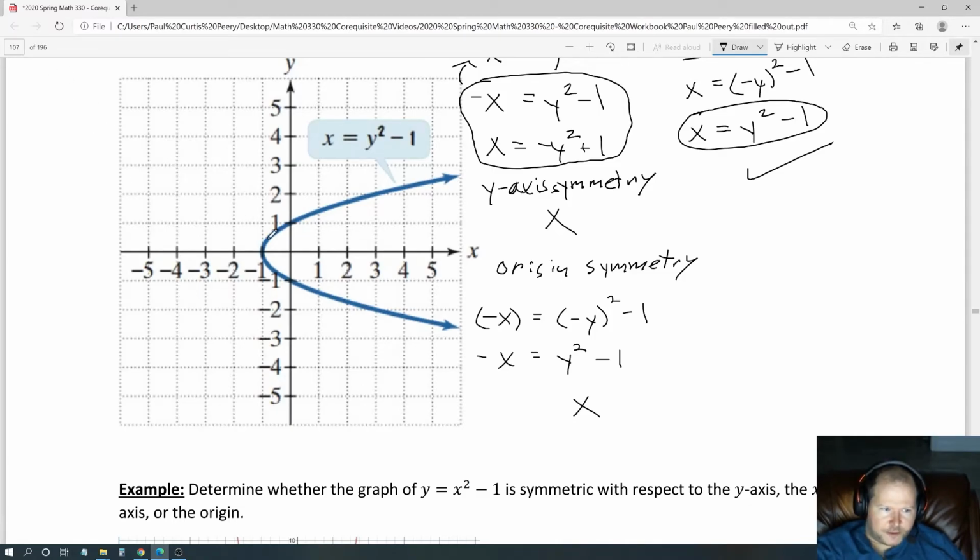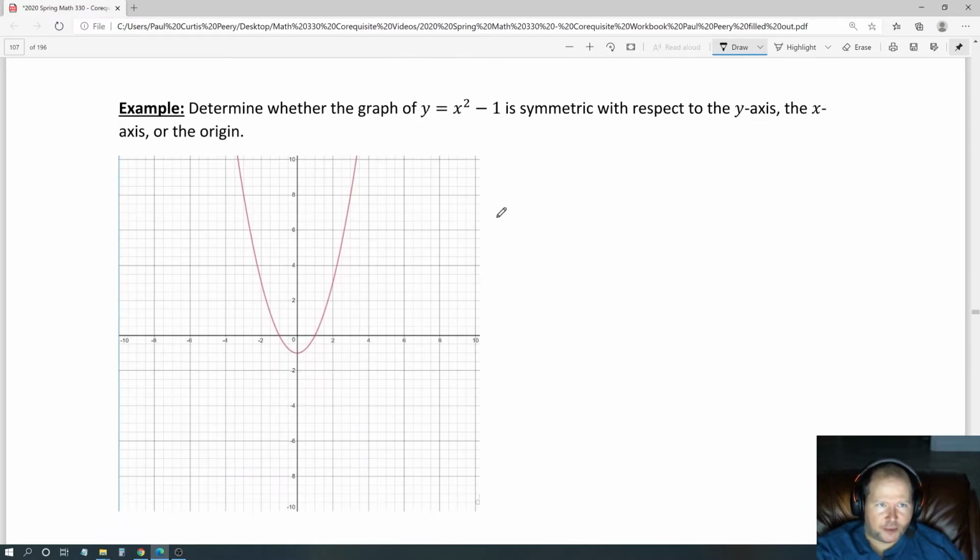Okay, so let's try another one. So we are going to determine whether the graph of y is equal to x squared minus 1 is symmetrical with respect to the y-axis, the x-axis, or the origin. Okay, so I'm going to go through all the tests. Now, again, you can just look at here, and we know this is, for instance, the y-axis, right? And you can see from left to right that this would be symmetric with regard to this y-axis here in the middle. Okay, so we already know that it has y-axis symmetry.